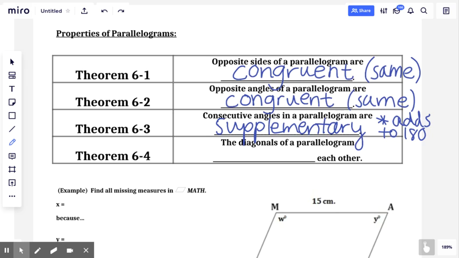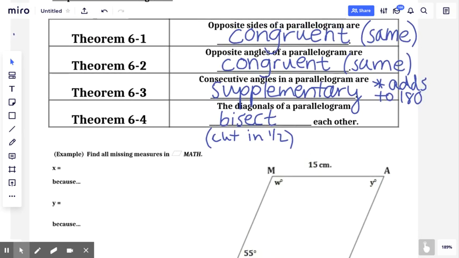All right, so lastly, the diagonals of a parallelogram, we say they bisect each other. And if you remember what bisect means, it means they cut in half. They cut each other in half. That's what bisect means. Okay, so let's take a look down at this example.